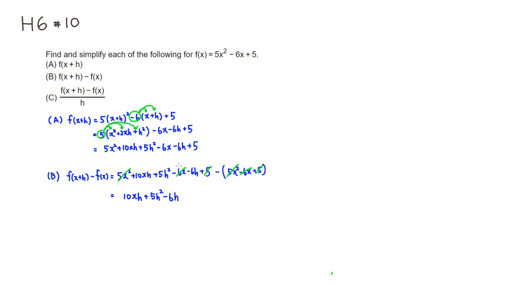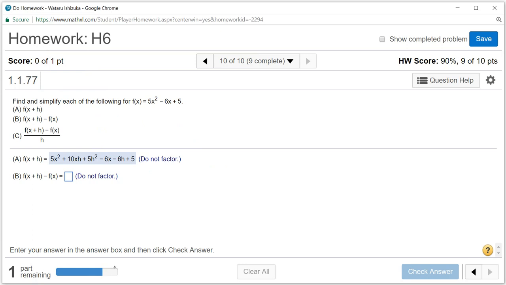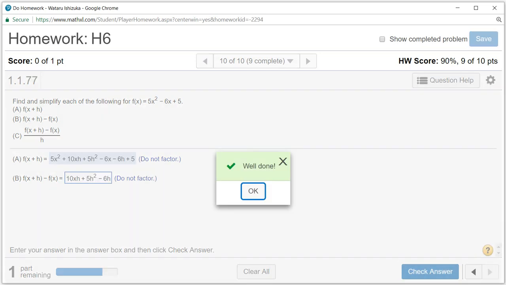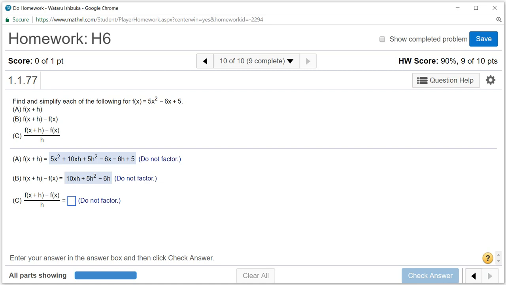So let's type it in. What we got was 10xh minus 6h. Oh, actually, sorry, I forgot the 5h squared. So it's going to be plus 5h squared minus 6h. Let's check the answer. We got that. Part C is take part B and divide by h.